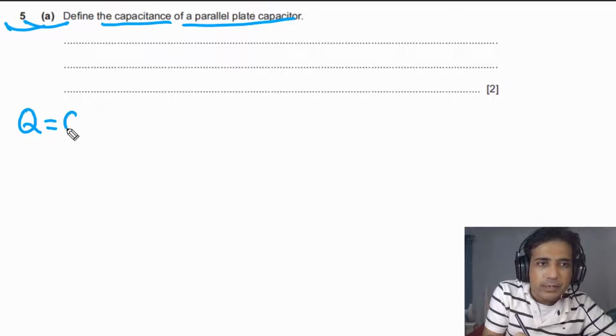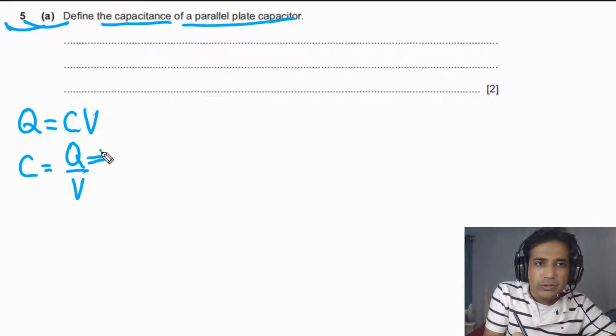First thing we need to understand, Q is equal to C times V. From here we can write down C is equal to Q over V. And Q is the charge on one plate.